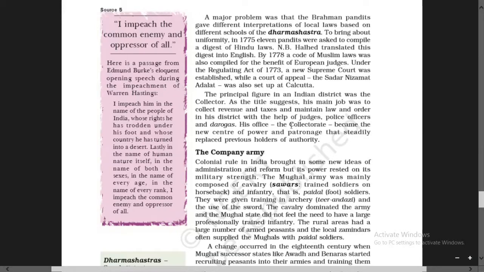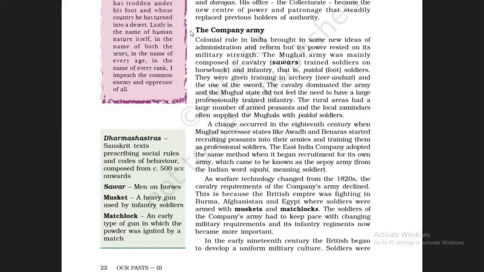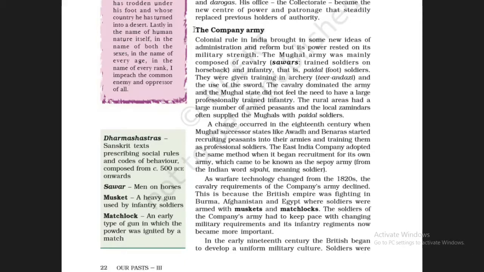His office, the collectorate, became the new center of power and patronage that steadily replaced previous holders of authority. Patronage means the support given by a patron, a person who gives financial or other support to a person. That is called patronage here. Steadily means in a regular manner, replacing previous holders of authority.